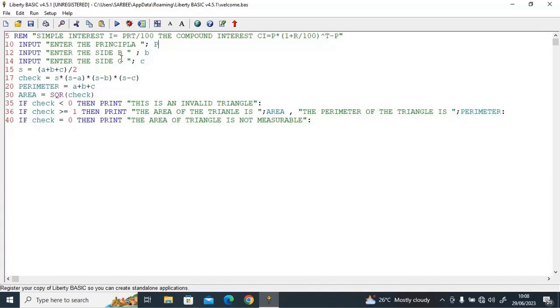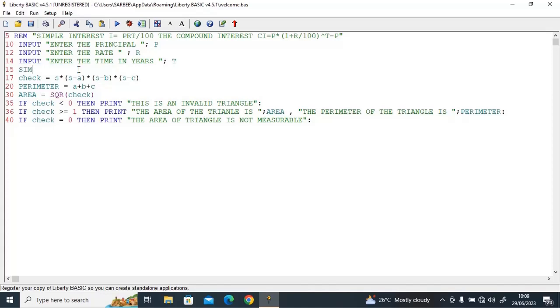Principal. So this one, enter the rates. So this is going to be rates R. Then enter the time. Time in years, because if you are given a month, you have to convert it to years. In years. So it's going to be T.